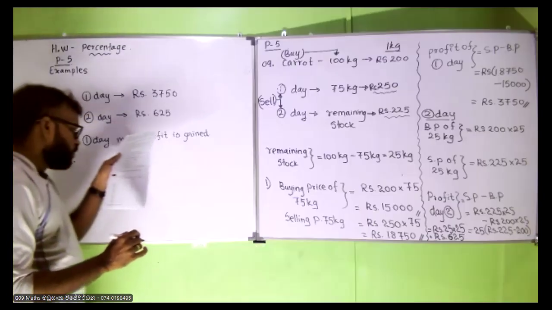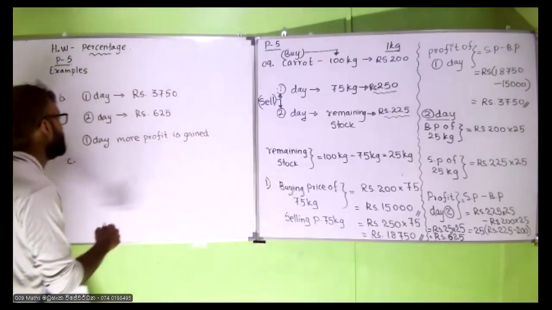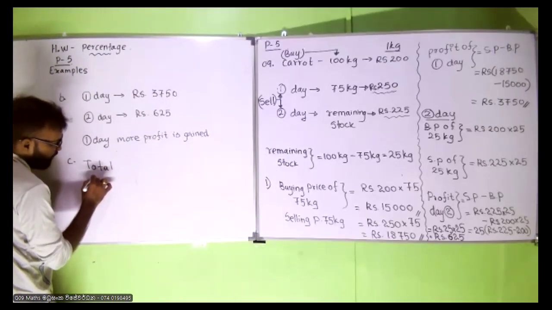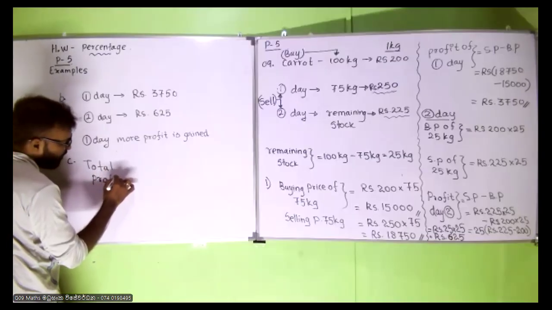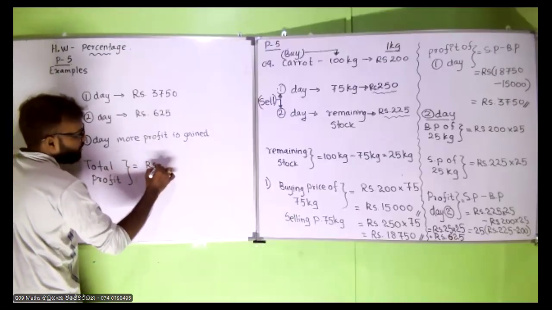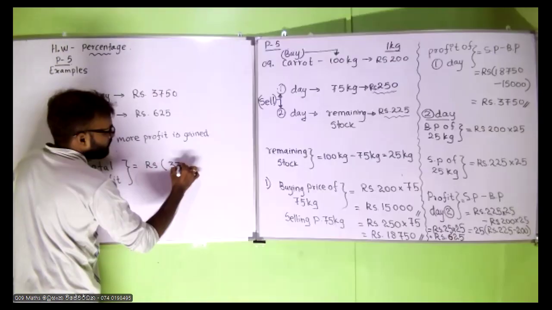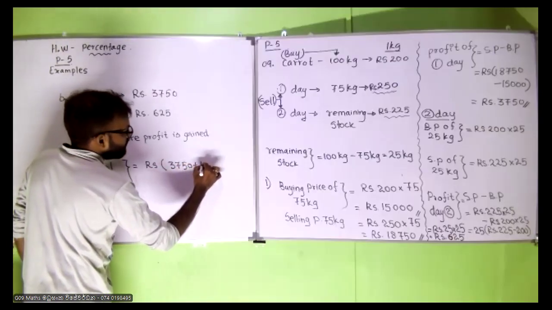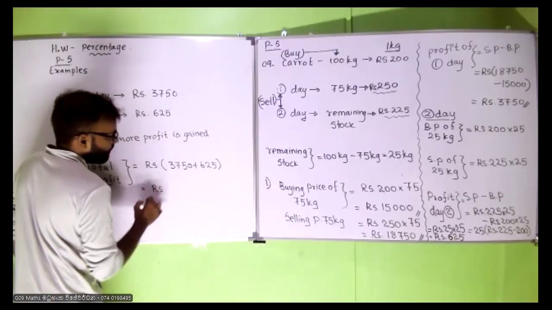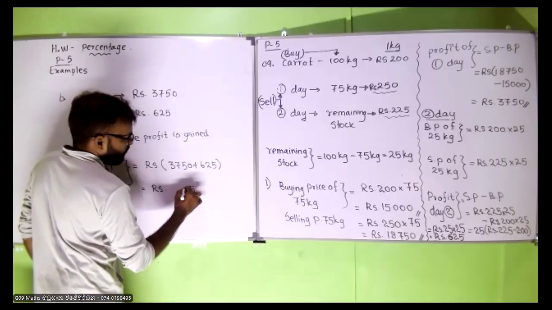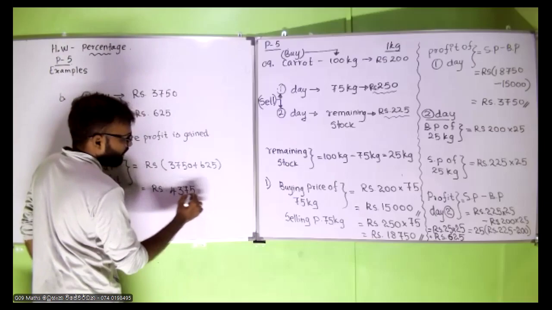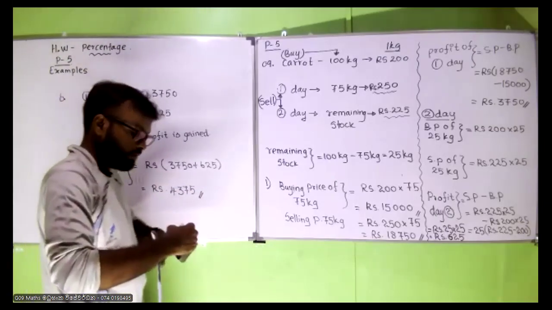Part C. Find the total profit he earned in both days. You just have to add them. Total profit. You have to add the two profits: 3,750 plus 625. So the total profit is 4,375.